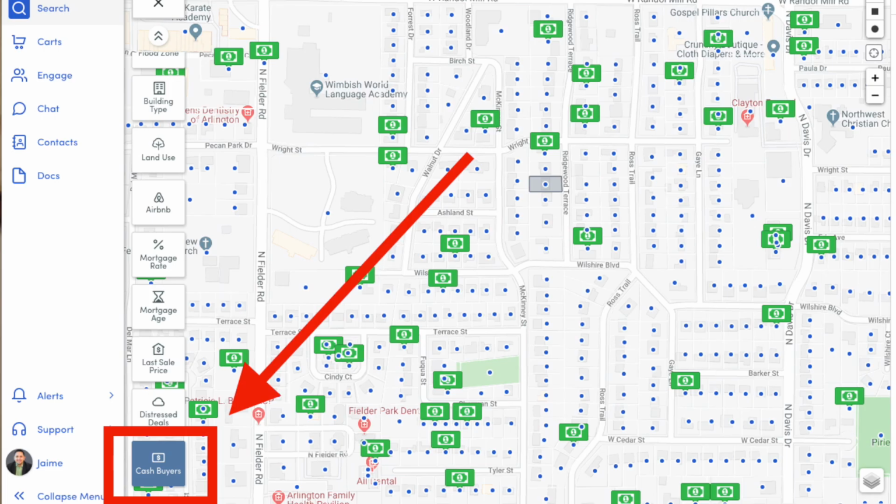Your second filter is your cash buyers. Cash buyers are those owners that didn't use a mortgage to purchase a property. So that gives you context clues that more likely than not, they're probably investors and are open to other purchasing opportunities. So with this filter, you do want to reach out to the owners to see if they're open to working with you in the future.